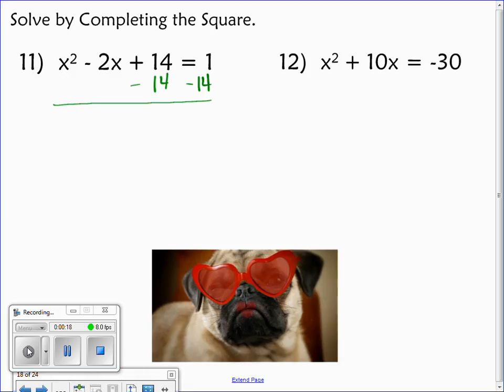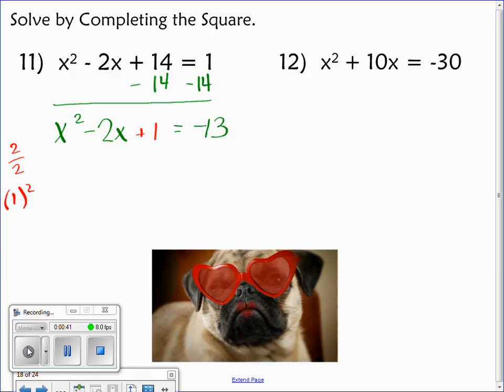Right, so I'm going to move my c value. That way we have x's on one side, c on the other. So we're going to have x squared minus 2x equals negative 13. Then what? Good. Then we're doing our b over 2 process. So my 2 divided by 2 is 1, and 1 squared is what? 1. Good. That was an improvement from yesterday.